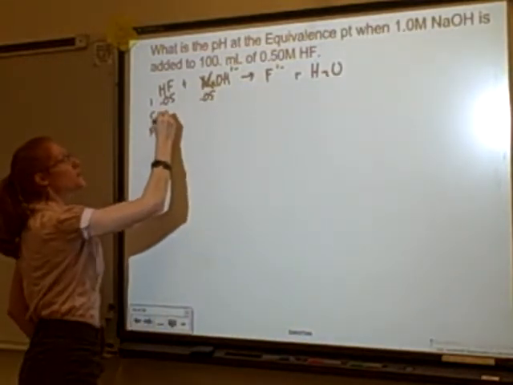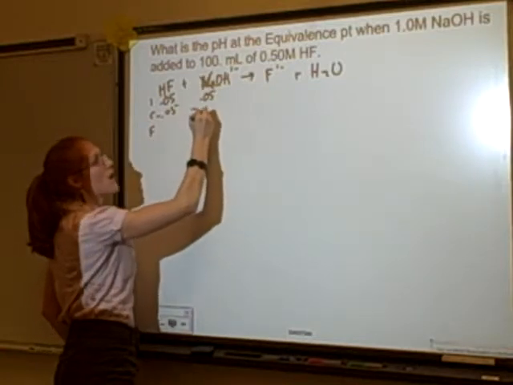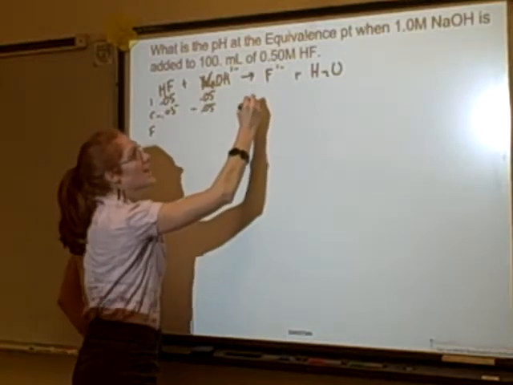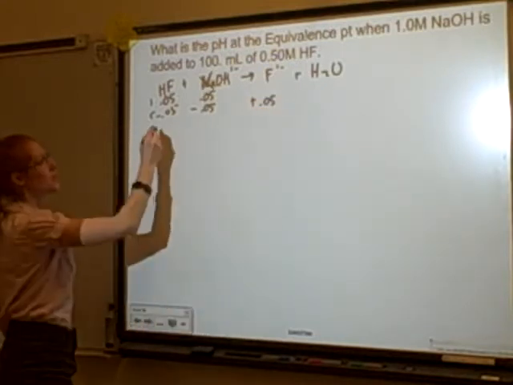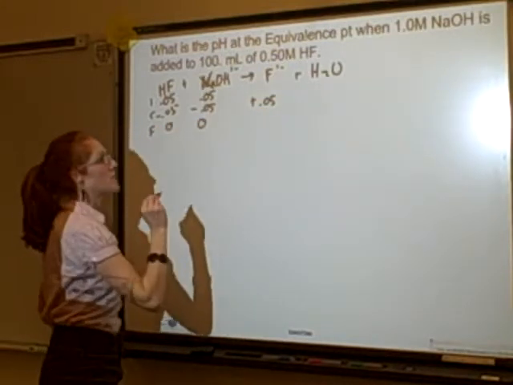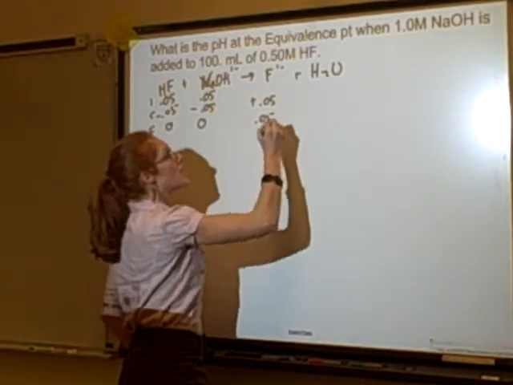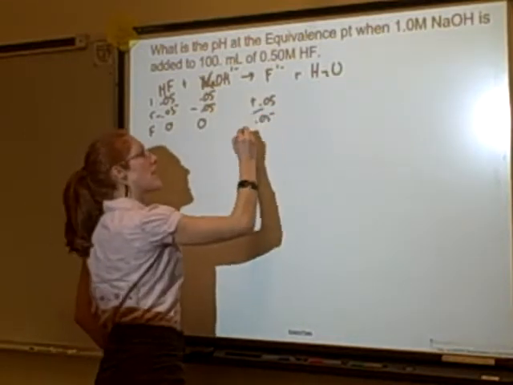So I know I've got this 1-to-1 ratio. I'm going to use up all of the moles from each side, and I'm going to make 0.05 moles there. So I'm left with no hydrofluoric acid, no sodium hydroxide, and 0.05 moles of this weak base. That's all I have is this weak base.